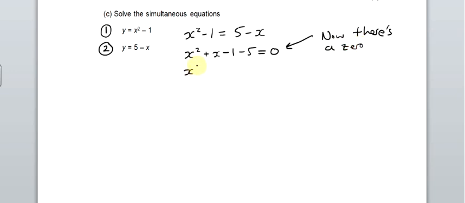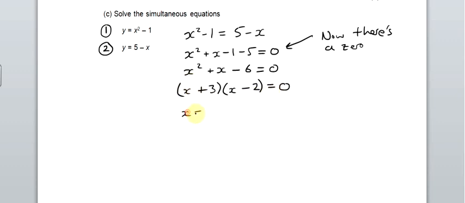And we can simplify it. Plus x minus 6 equals 0. And again, I'm going to see if I can factorize it, because factorizing is the quick way of doing this. If you have to use the formula, you've lost really. And I'm thinking it's going to be 3 and 2, and it's going to be plus 3 and minus 2. So our two values of x that could make this 0, x could be negative 3, or x could be 2.